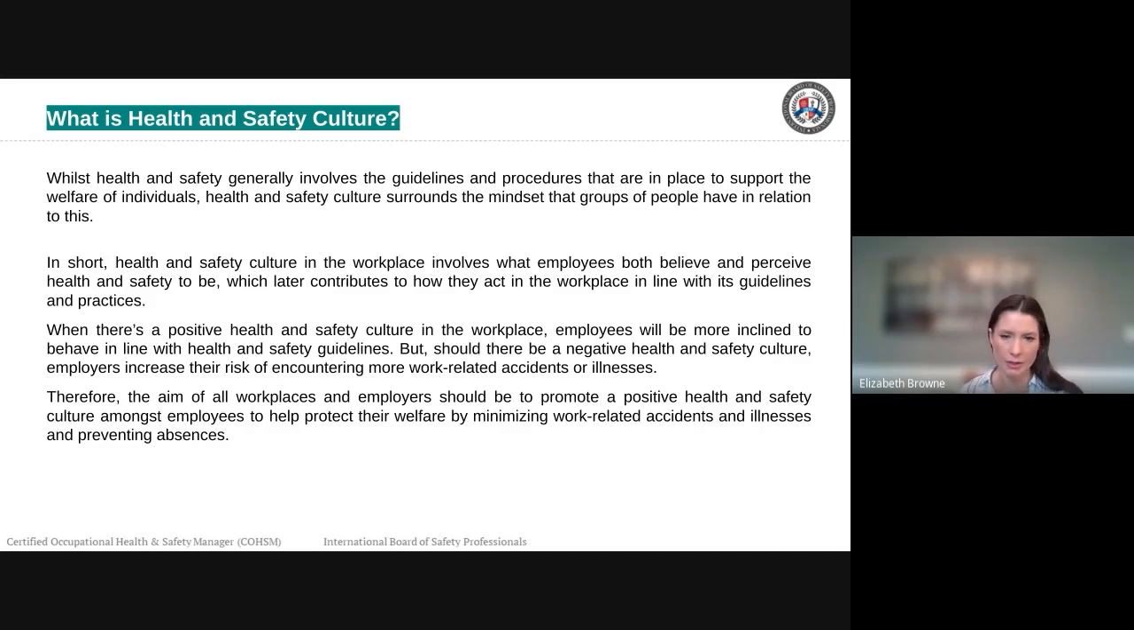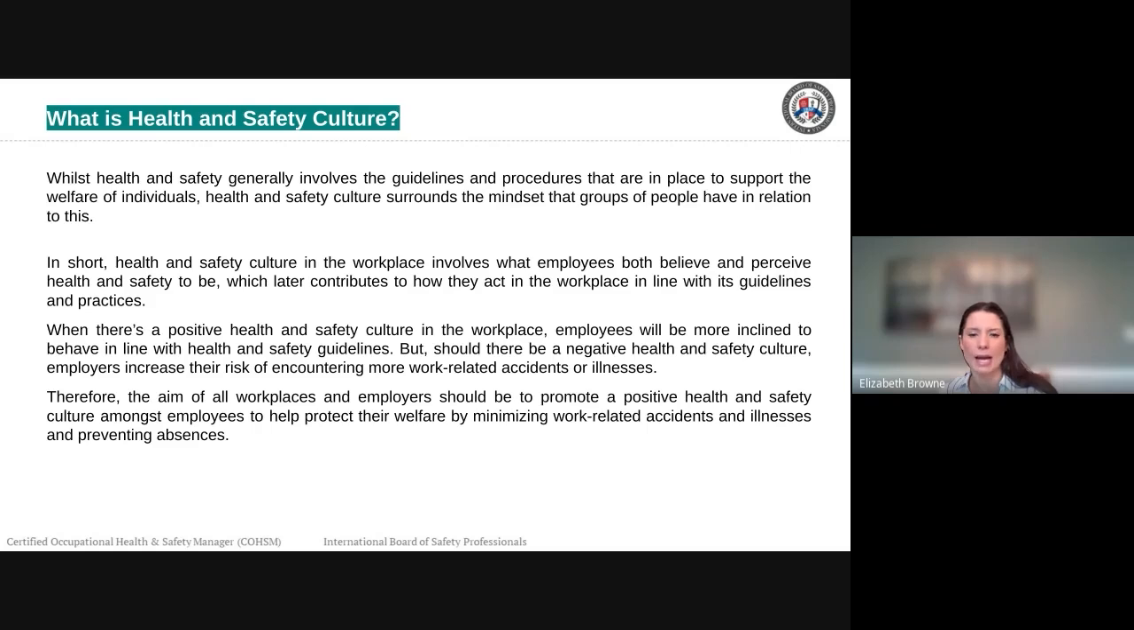When there's a positive health and safety culture, employees are more inclined to behave in line with the health and safety guidelines. But if there is a negative health and safety culture, employees are less inclined to behave in line with those guidelines, which leads to employers increasing their risk of encountering more work-related accidents and illnesses, because we have human beings involved in this, and we can't control what everyone does every moment of the day.